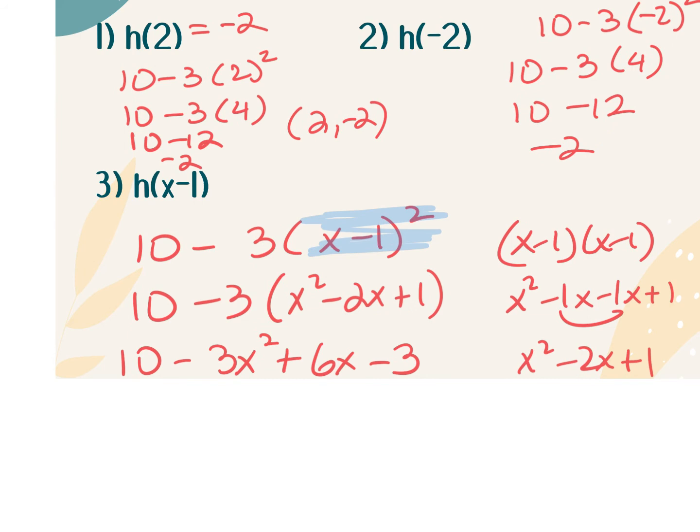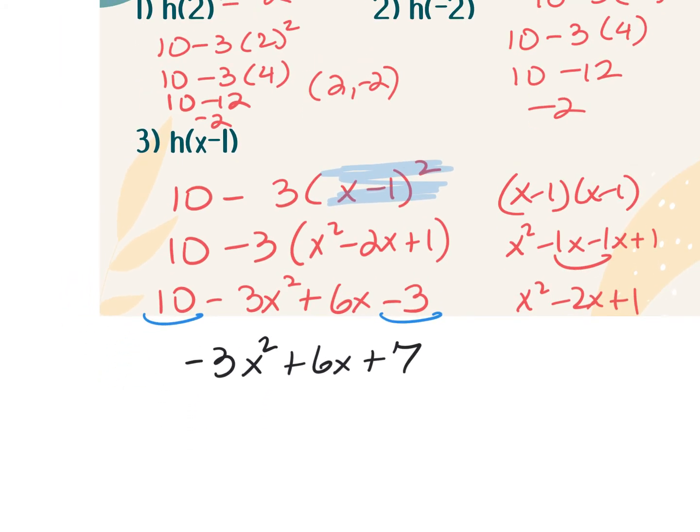I've got like terms here with the 10 and the negative 3. That's all I need to combine. So I just get negative 3x squared plus 6x, and then 10 minus 3 is 7. Again, written as a coordinate, x minus 1, negative 3x squared plus 6x plus 7.